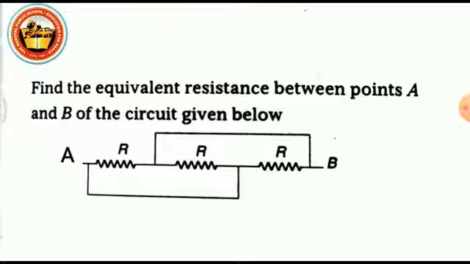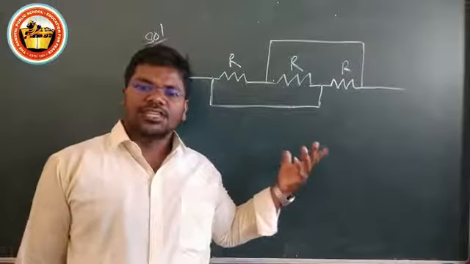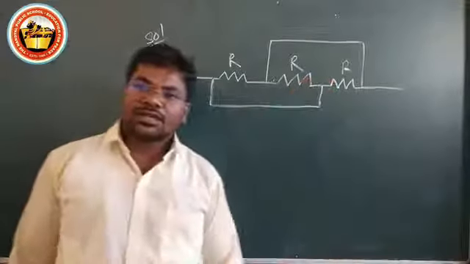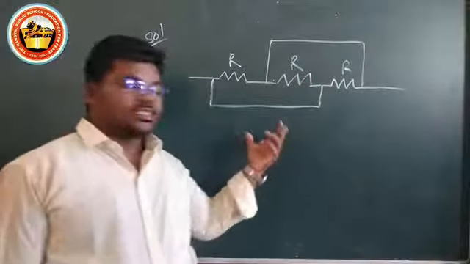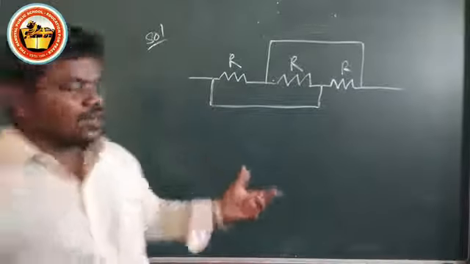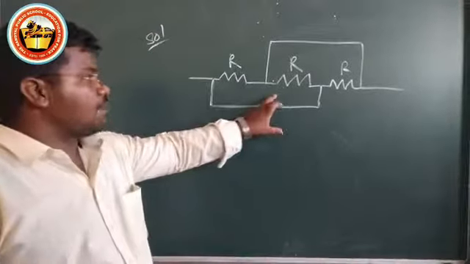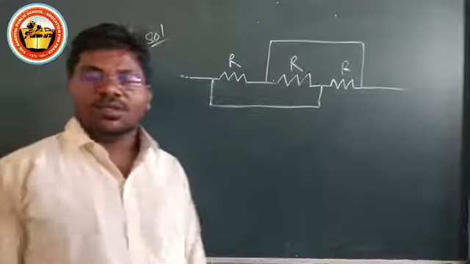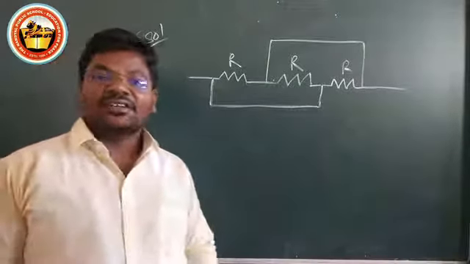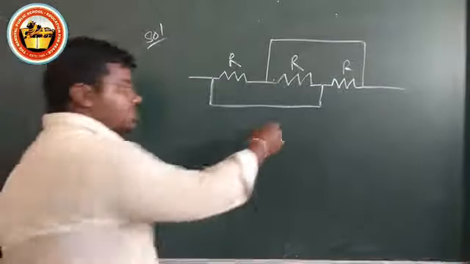Find the equivalent resistance between points A and B of the circuit given below. Here, three resistors have the same resistance R. Which type of circuit is this? By solving a number of problems like this, you can get the solution easily. For this type of circuit diagram, we can draw an equivalent circuit diagram.